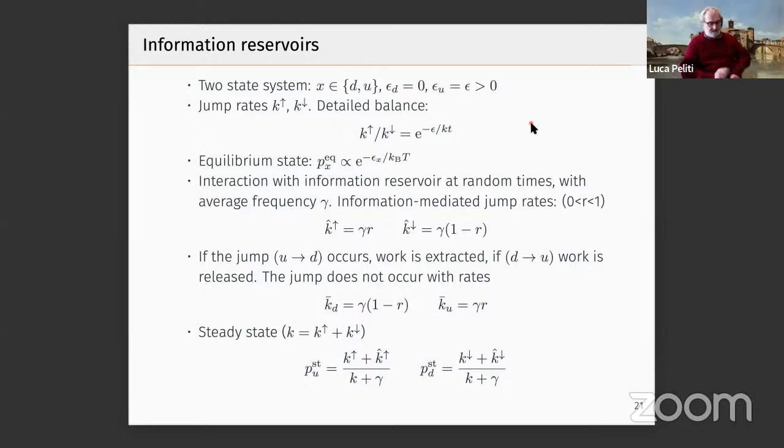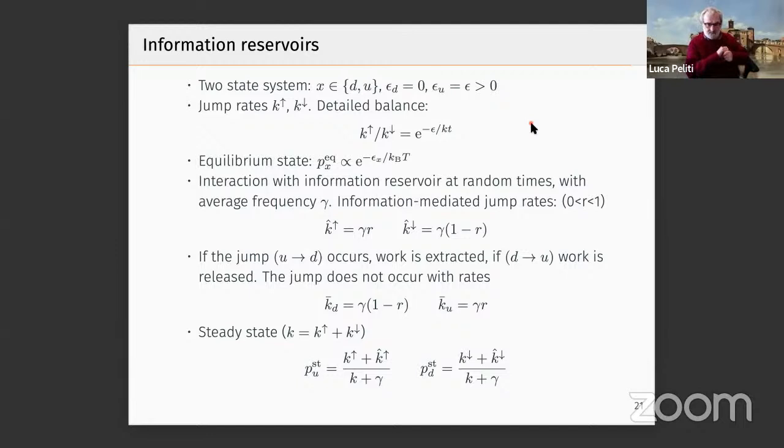And then we have a jump rate for going up or down, and they satisfy detailed balance. So the rate of going up divided by the rate of going down is equal to e to the minus epsilon divided by kT. The equilibrium state is the usual equilibrium state given by a Boltzmann factor. And again, the interaction with the information reservoir happens at random times with average frequency gamma, and therefore there is a possibility of performing the jump.